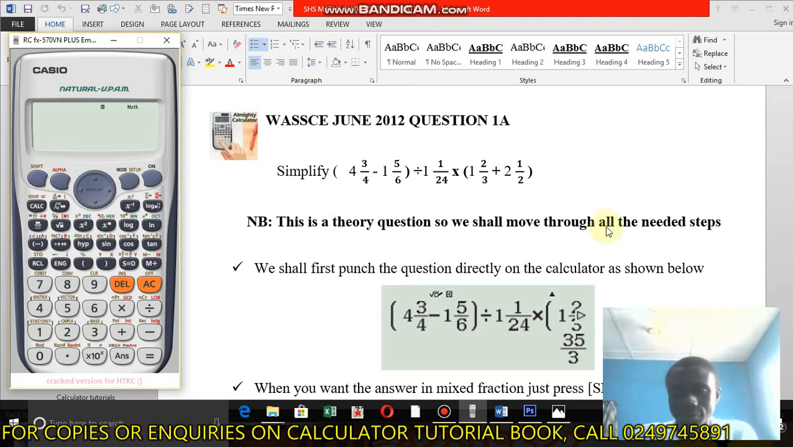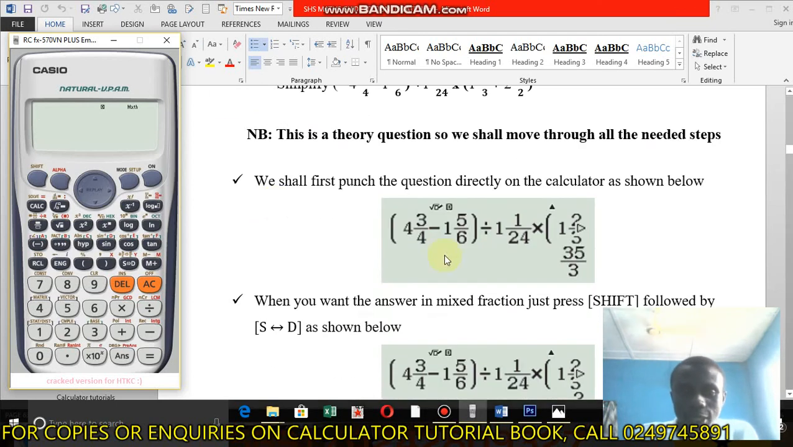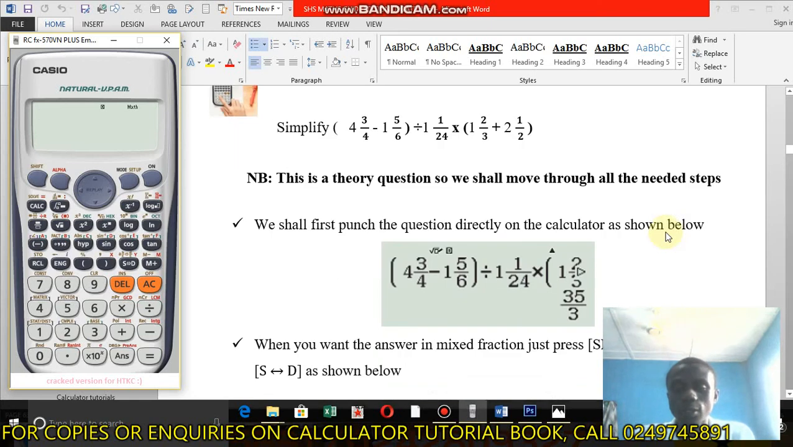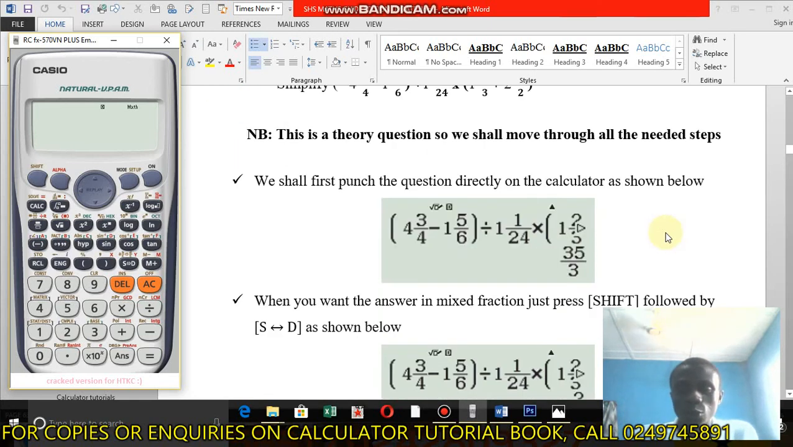This is a theory question, so we shall move through all the needed steps. The book has been prepared in such a way that it gives you a step-by-step guide to solve each question. Now let's move on. We shall first punch the question directly on the calculator as shown below. Whenever in the examination room we are asked to solve a question, whether session A or session B, you can first punch the question directly on the calculator to confirm the answer.